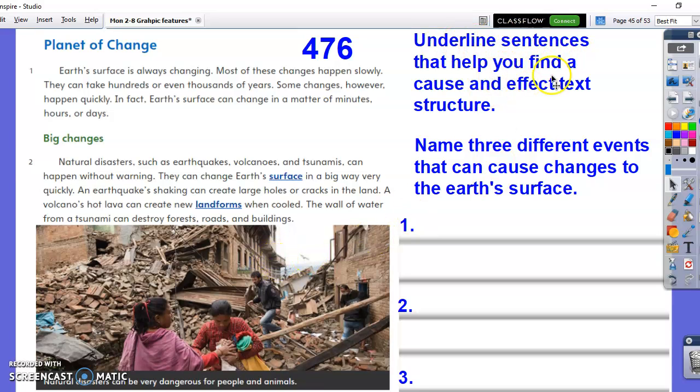Underline sentences that help you find a cause and effect text structure. Again, we're talking about things that cause the Earth's surface to change. Name 3 different events that can cause changes to the Earth's surface.